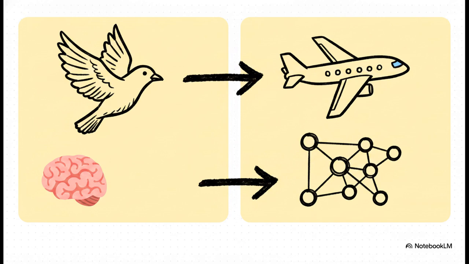Think about it. While birds flap their wings, airplanes use fixed airfoils, right? The biological brain relies on this incredibly complex chemical modulation. But artificial neural networks, they're built on perceptrons, relying purely on adjustable weights and mathematical functions. So the brain analogy is super poetic, but the actual implementation, it's literally just math.